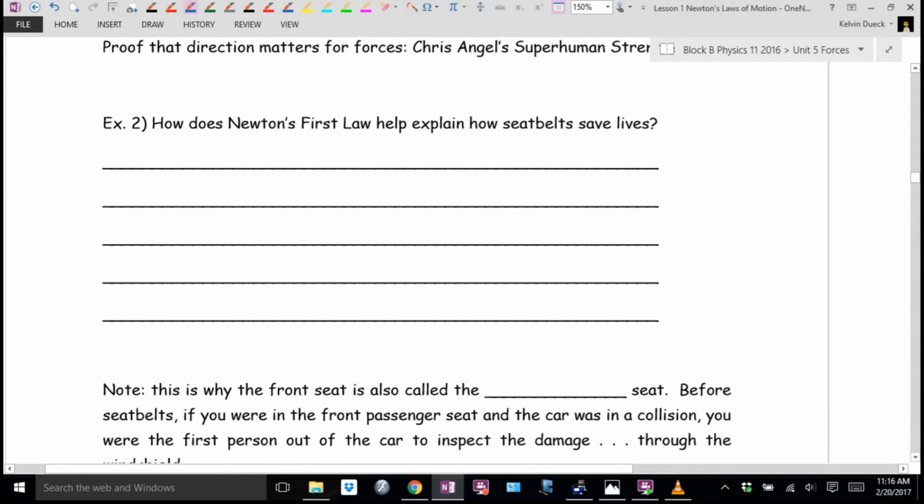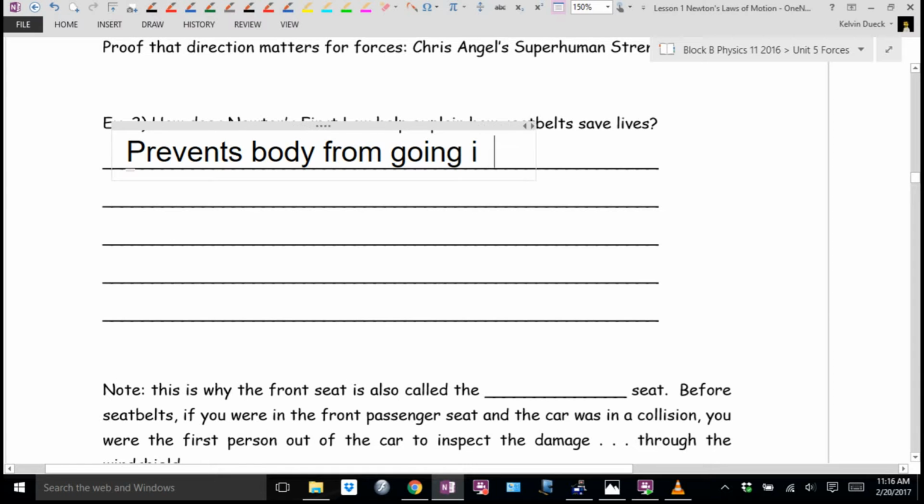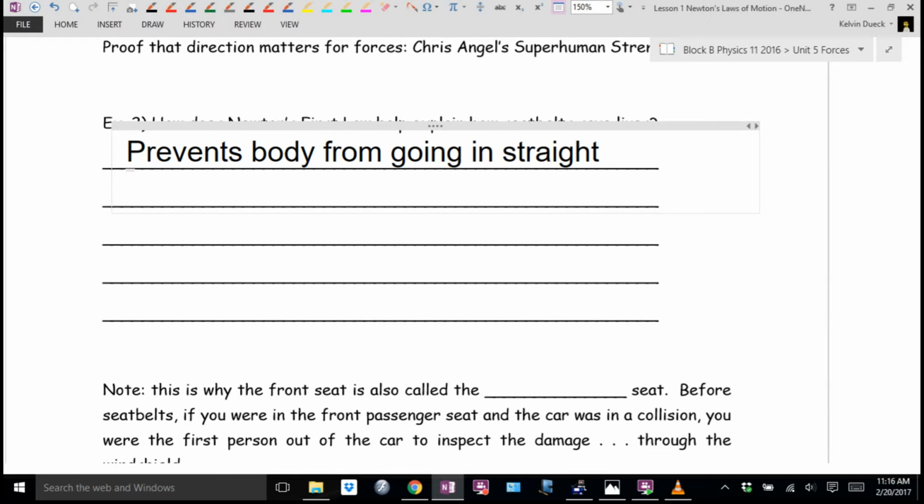Hey, how does Newton's first law help explain how seatbelts save lives? If the seatbelt wasn't there, what would your body want to do? Keep going in a straight line at a steady speed. Okay? So the seatbelt prevents the body from going in a straight line at a steady speed.